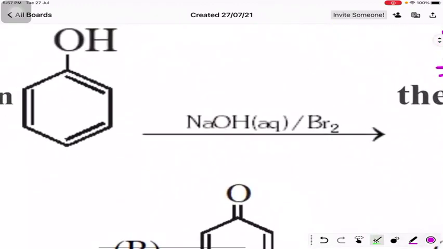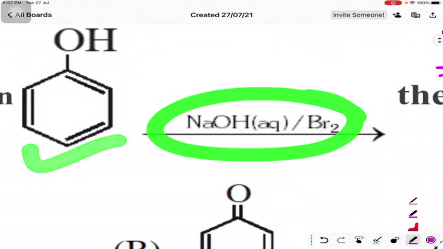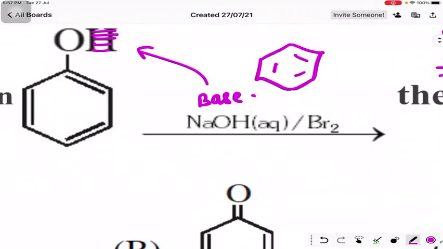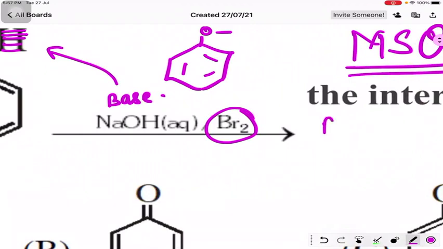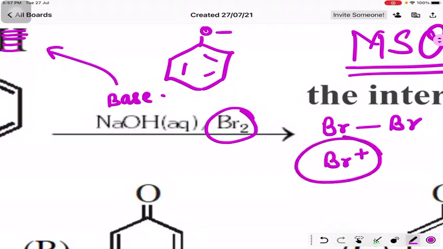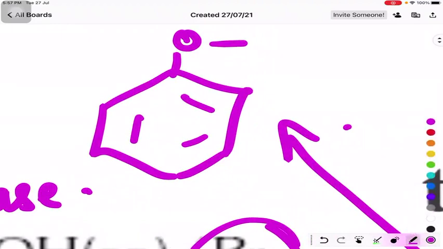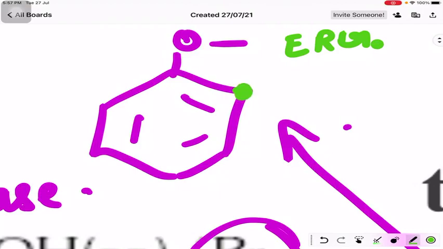First reaction is of phenol with this reagent. Here NaOH is a base, so it will abstract the acidic proton from here, and there is formation of an oxide ion. After that we are adding Br2, and Br2 will furnish Br plus ions, and these Br plus ions will cause bromination here because this is the more electron rich oxygen. It is a more effective electron releasing group, so it will increase electron density at ortho and para. So this can be the answer.